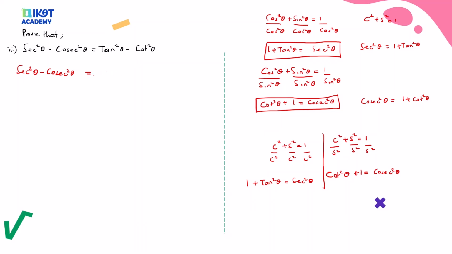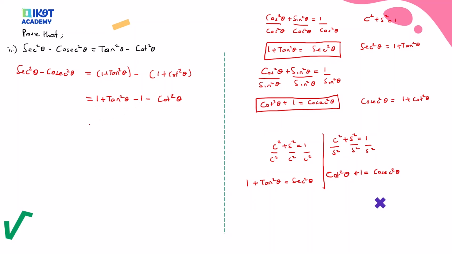But usually there's an easiest way. And so now we've said sec squared theta, but what is sec squared theta? It's 1 plus tan squared theta. We're just substituting 1 plus tan squared minus cosec squared theta. But what is cosec squared theta? It's 1 plus cot squared theta. So this is equal to 1 plus tan squared theta minus 1 minus cot squared theta.